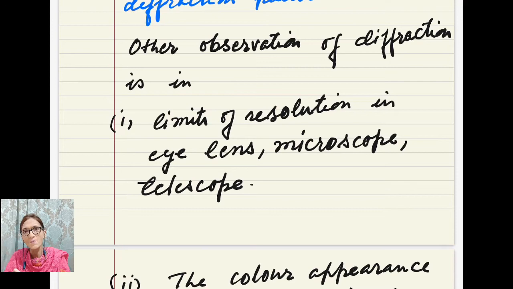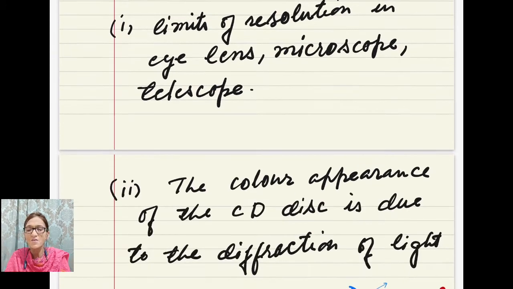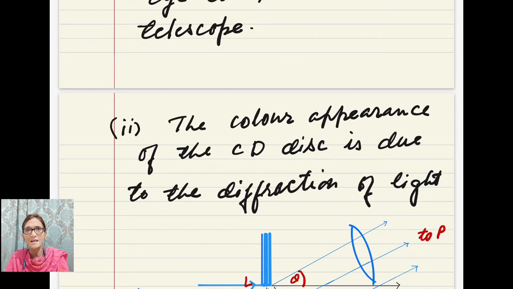Now at one more place you can see diffraction effects. You can see several colorful lights coming from your CD disc. That is actually due to diffraction of light.